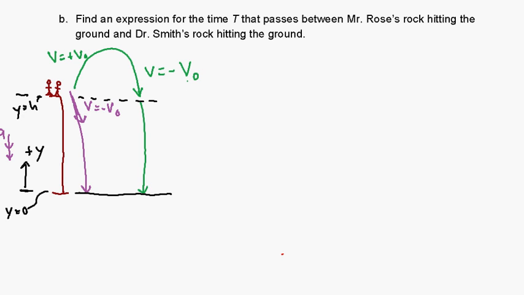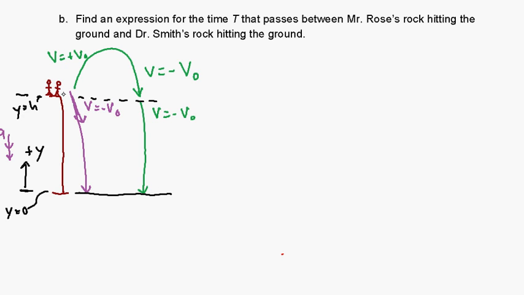Okay, so you see what happens? It goes up and comes down. All it does really is change the sign of its velocity, and then it comes back down through this y equals h level. And at that point, it's as though it's starting there, going down with an initial velocity of negative v naught, just like Mr. Rose's rock had. What that means is both rocks will then follow the same trajectory. And so therefore, whatever velocity Mr. Rose's rock has when it hits the ground, Smith's rock will also have.